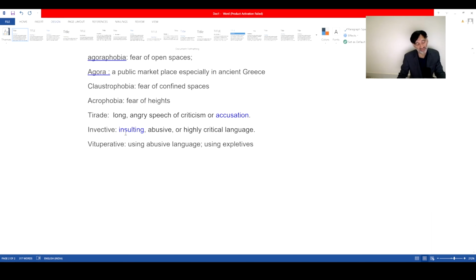Expletive. So it's pronounced as expletive, right? Expletives. Using expletives. That is vituperative. Invective again is a similar word. Tirade is a long angry speech of criticism or accusation.